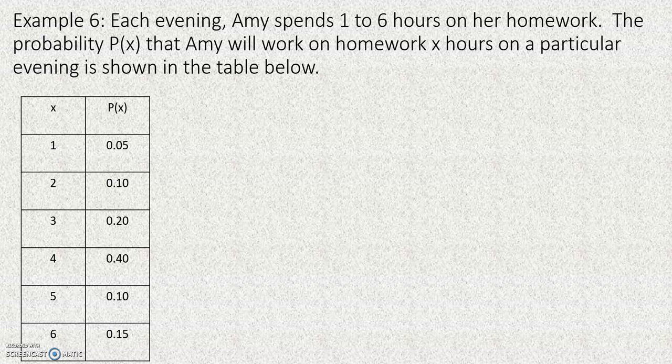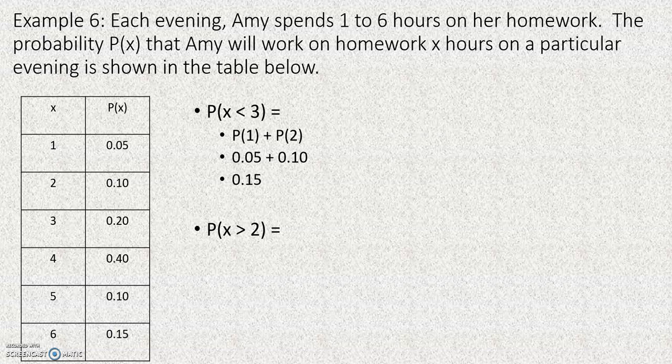Example 6. Each evening, Amy spends 1 to 6 hours on her homework. The probability that Amy will work on homework X hours on a particular evening is shown in the table below. So what's the probability that she works on her homework for less than 3 hours? Less than 3 hours would be 1 hour or 2 hours. Reading from the chart, it's 0.05 plus 0.10. Probability that she has less than 3 hours of homework is 0.15.